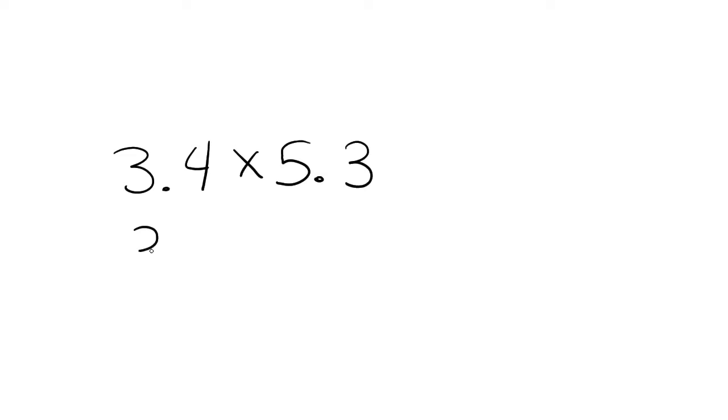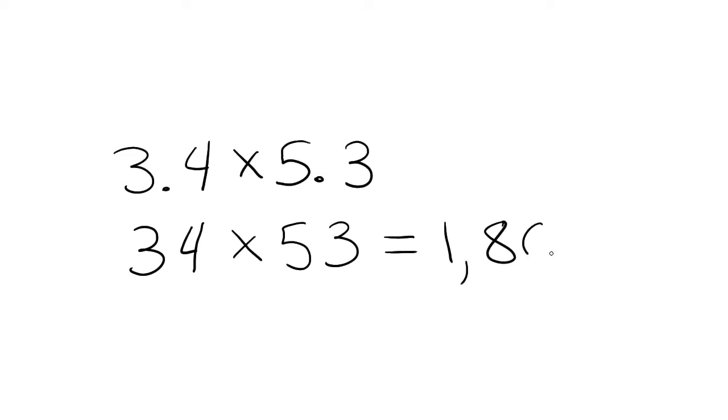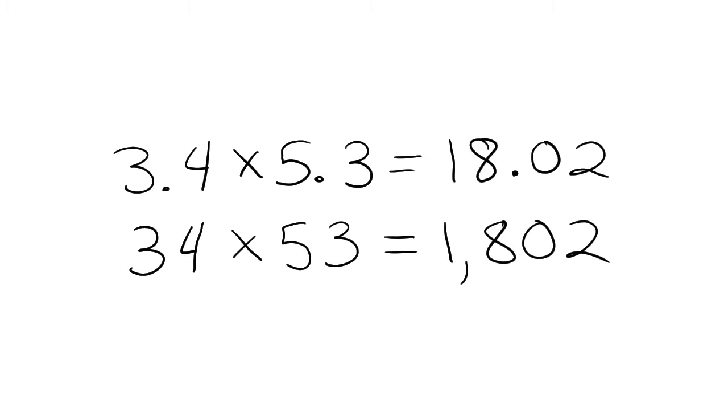Let's take a look at two multiplication expressions. 3 and 4/10 multiplied by 5 and 3/10, and 34 multiplied by 53. Note that both of these expressions use the same numerals in different place value placements. If we multiply 34 times 53, we get a product of 1,802. Using a calculator, we can also quickly multiply 3 and 4/10 by 5 and 3/10 to get a product of 18 and 2/100. Looking at both products, notice that they each have the same numerals in different place value placements, just like the factors have.